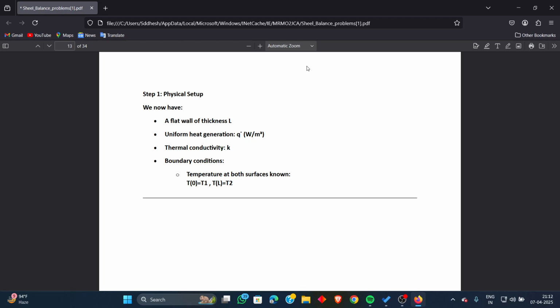Step 1, physical setup. In step one, we'll mainly write down all the given in the question and understand and summarize the question easily. Physical setup: we have a flat wall of thickness L, uniform heat generation Q dot in watt per meter cube, thermal conductivity K, boundary conditions: temperature at both surfaces known, T(0) is equal to T1 and T(L) is equal to T2.